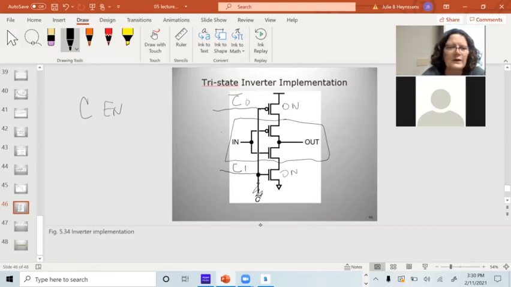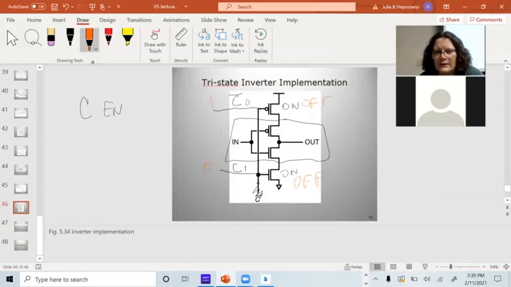It's a standard inverter. Now let's change this. If we disable it, so not C is high and C is low, then I turn this transistor off and I turn this transistor off. This inverter in the middle is floating. I have no connection to my power supply. This is a tri-state. Okay. It's a slight error, it's not bad.